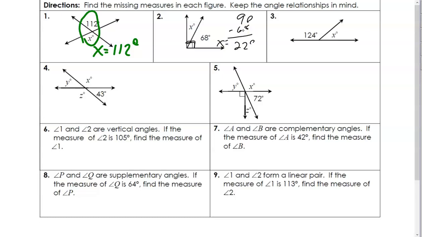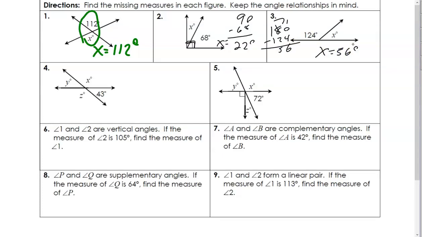3 is a straight line, so that's a linear pair or supplemental angles, and they equal 180. So you just take your 180 minus 124, right? So that would give you 56. So x equals 56 degrees.